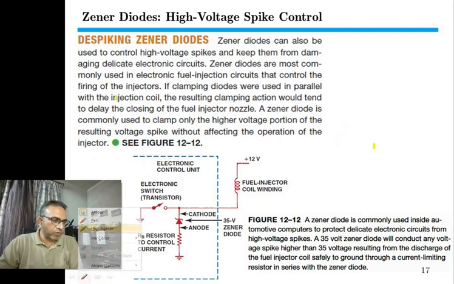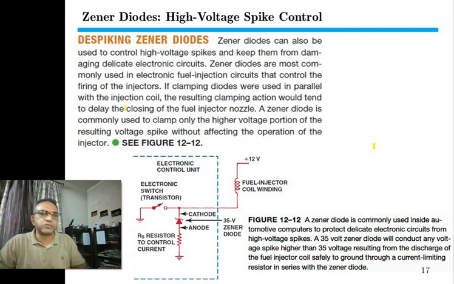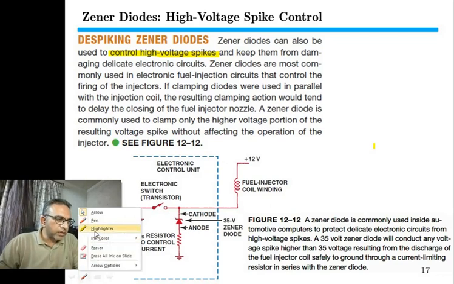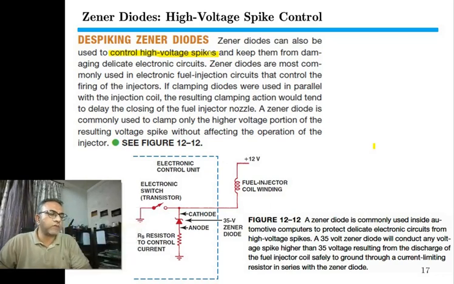Right. So in this paragraph, there are a lot of things to be learnt. So let us read again. First, the author says Zener diode can also be used to control high voltage spikes. So the author has used the words control high voltage spike. In the previous case, the same author used the word reduce. Now the author has used the word control. So a Zener diode will not reduce, it will not eliminate high voltage spikes. In fact, it will just control them.